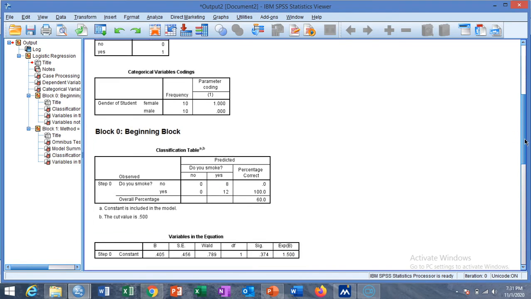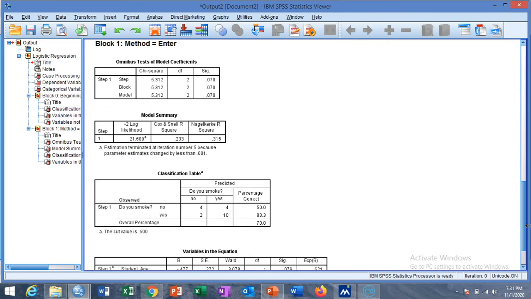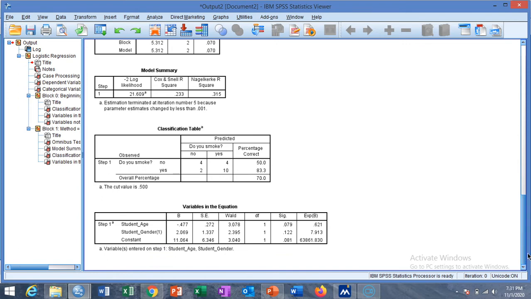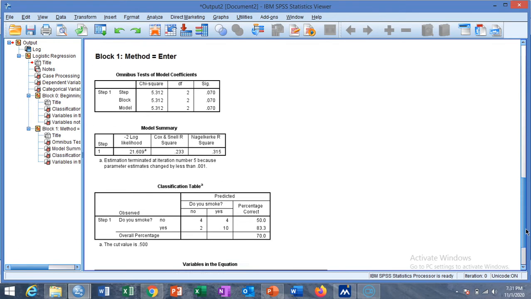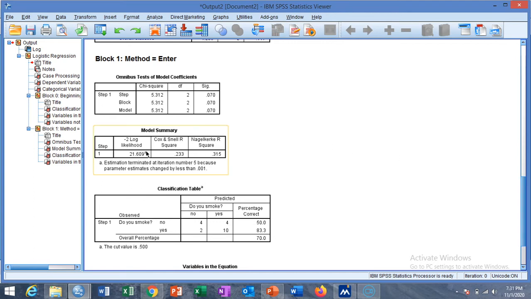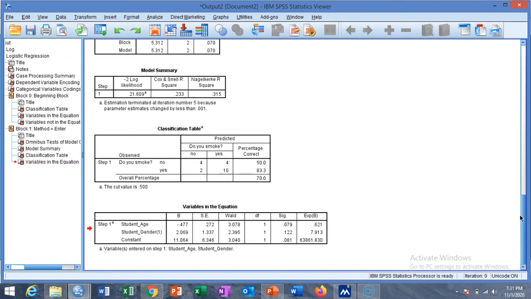The logistic regression starts with step 0, and then we find the results at step 1. The first table that appears is the model summary. You can skip this table, as it is just a test. But for the binary logistic regression, you just need to interpret three tables: model summary, classification table, and then the variables in the equation table.